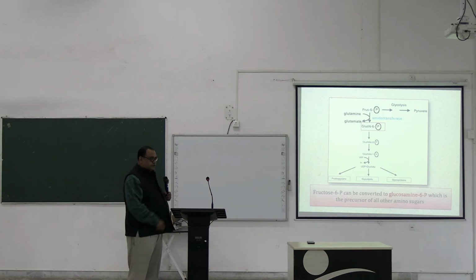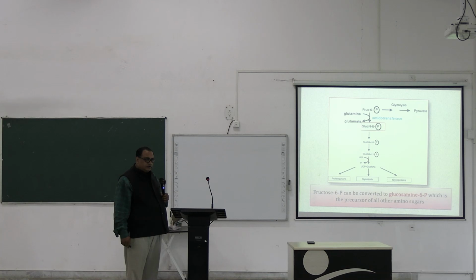So this fructose goes for production of fructosamines, then UDP-glucose, N-acetyl glucosamine, all these products. So they produce proteoglycans, they produce glycolipids, they produce glycoproteins. All this happens outside the liver.